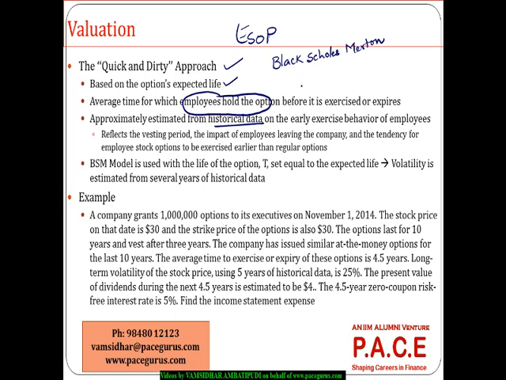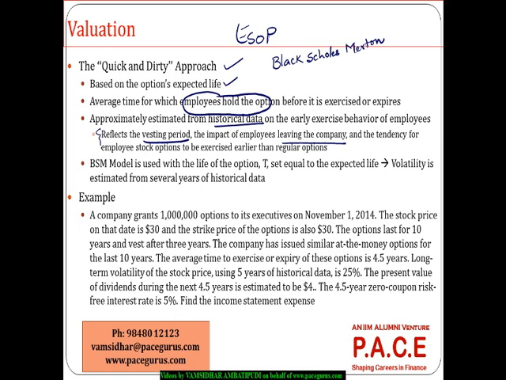Depending on how many employees have exercised earlier, and at what times they have exercised, we can do some analytics on the historical data and retrieve that particular figure. So it reflects the vesting period, probably the lockout period before which the option cannot be exercised, and the proportion of employees typically leaving. There is also the tendency for employee stock options to be exercised much earlier in comparison with traditional call options that are listed on the exchange or over the counter.